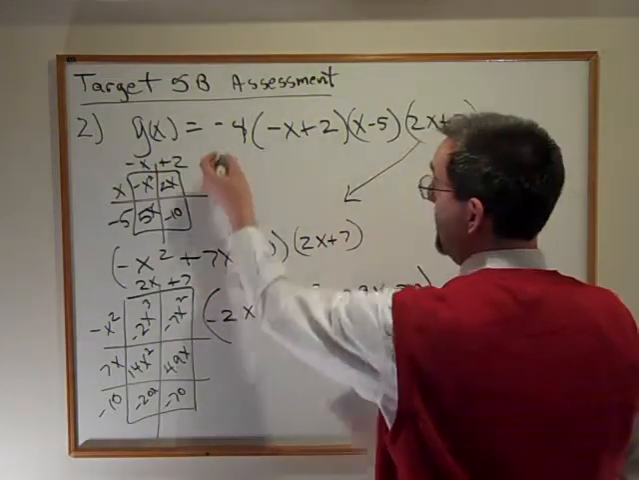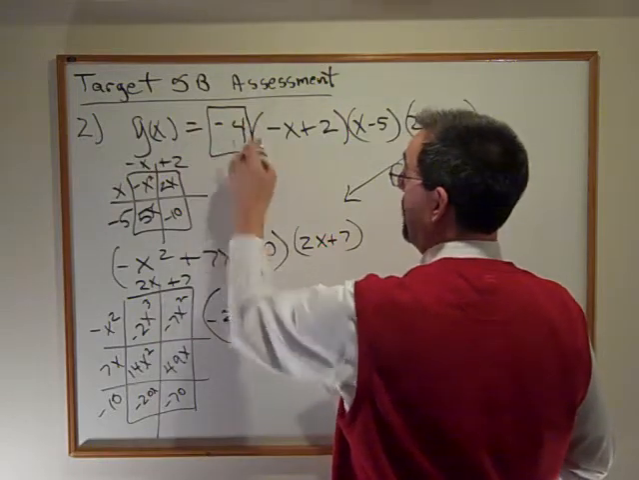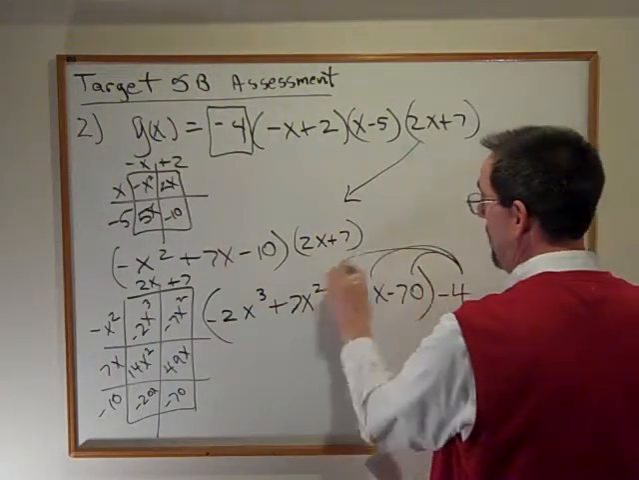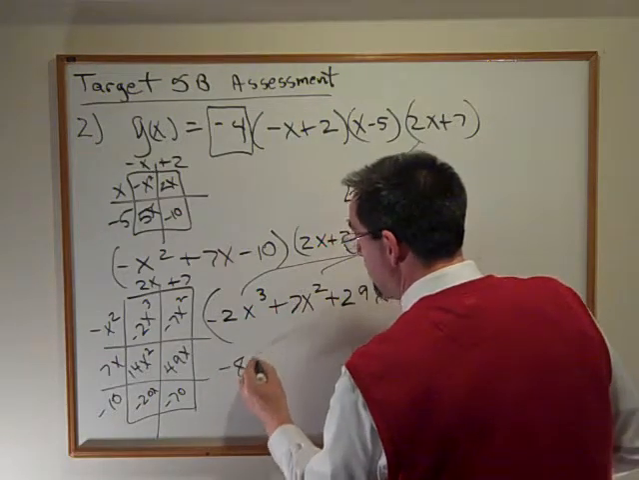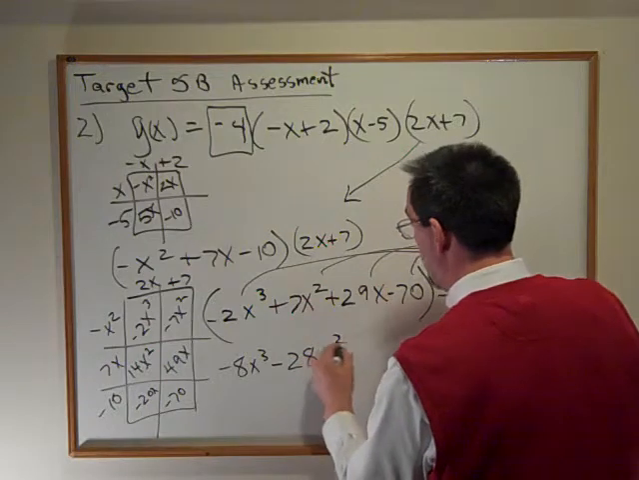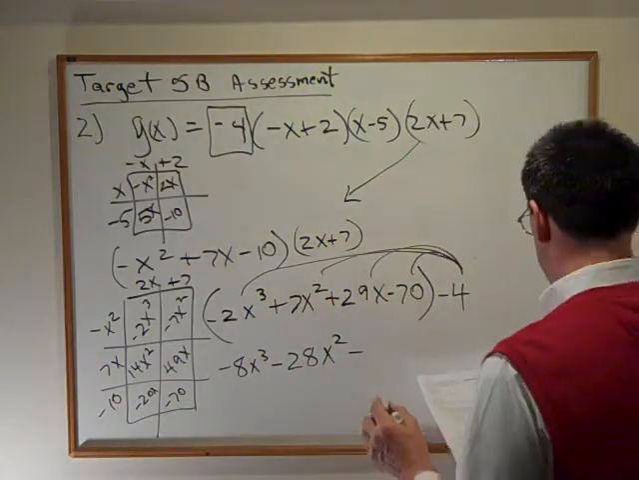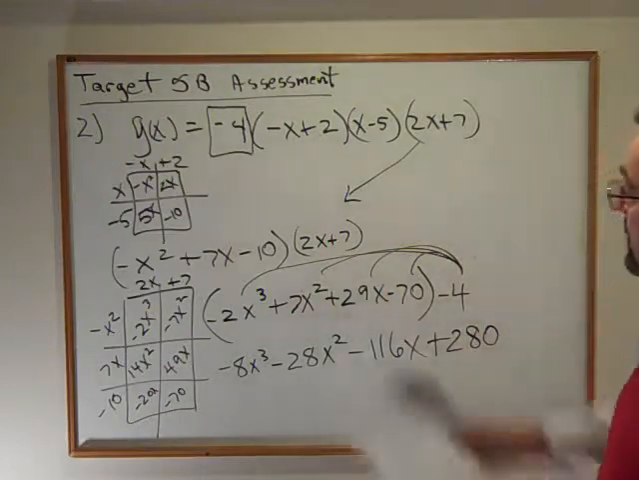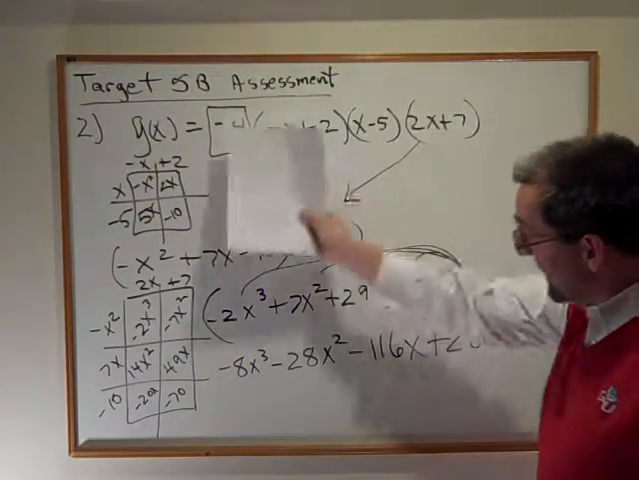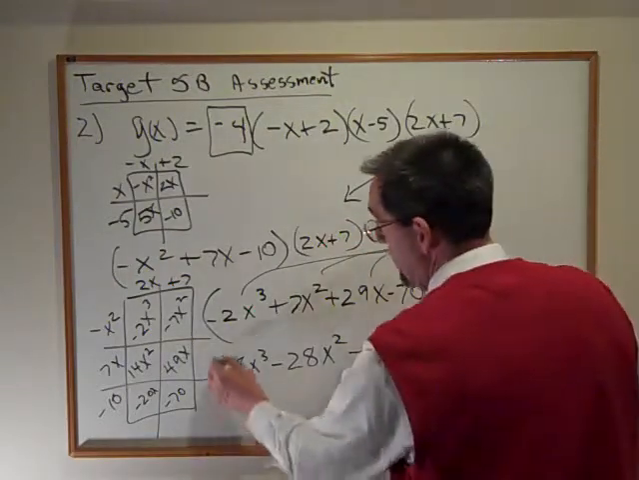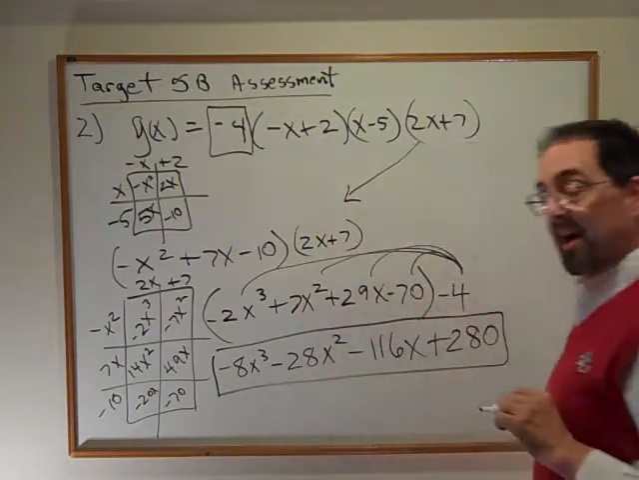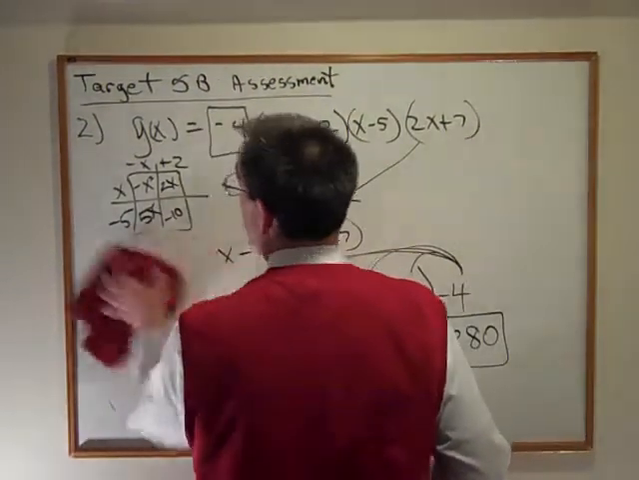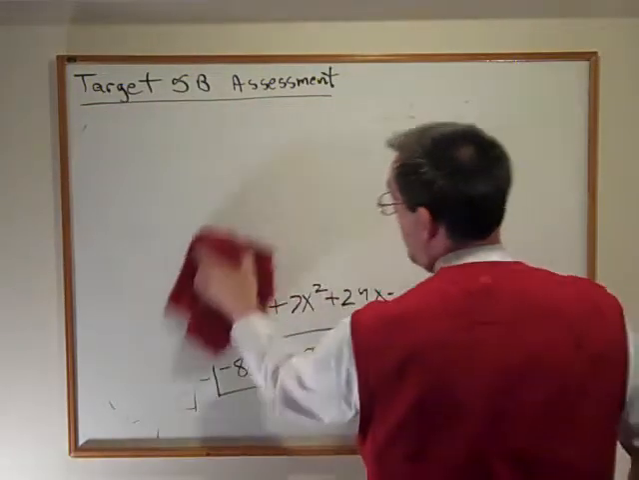Now, don't forget that last and final piece: that negative 4 has to be multiplied times all of that. So for the last piece, distribute this all the way through. Negative 8x cubed minus 28x squared minus 116x plus 280. So again, taking the factored form, all the zeros, expanding it. I like using the area model to avoid missing out on those negative signs, and simplify our standard form for problem number 2.